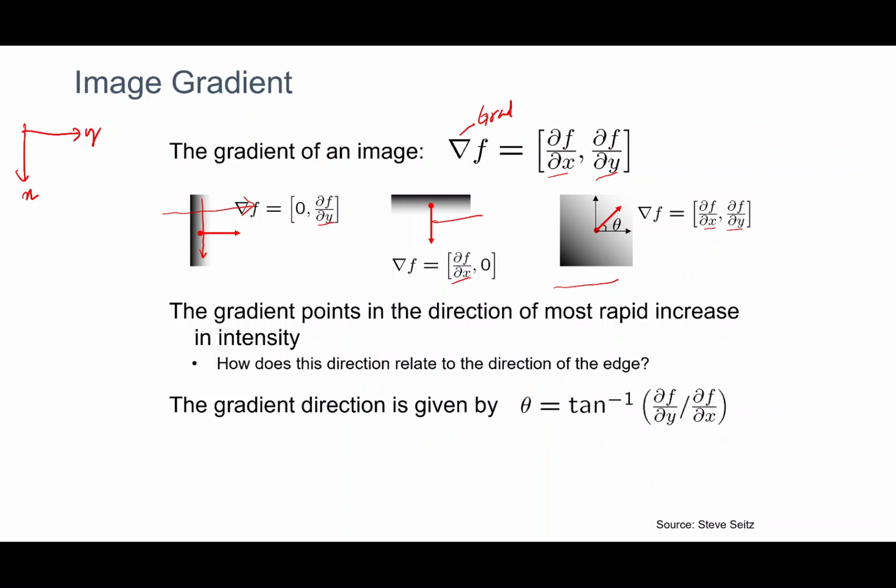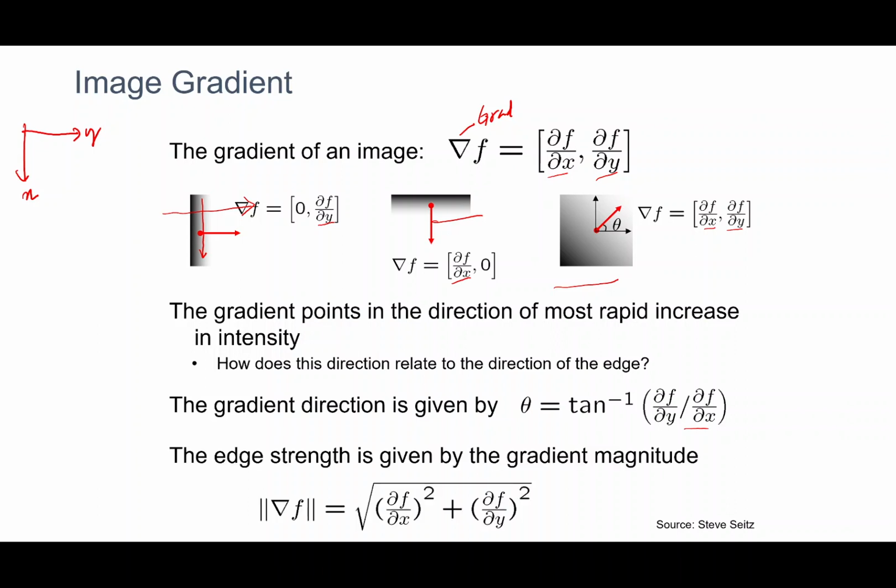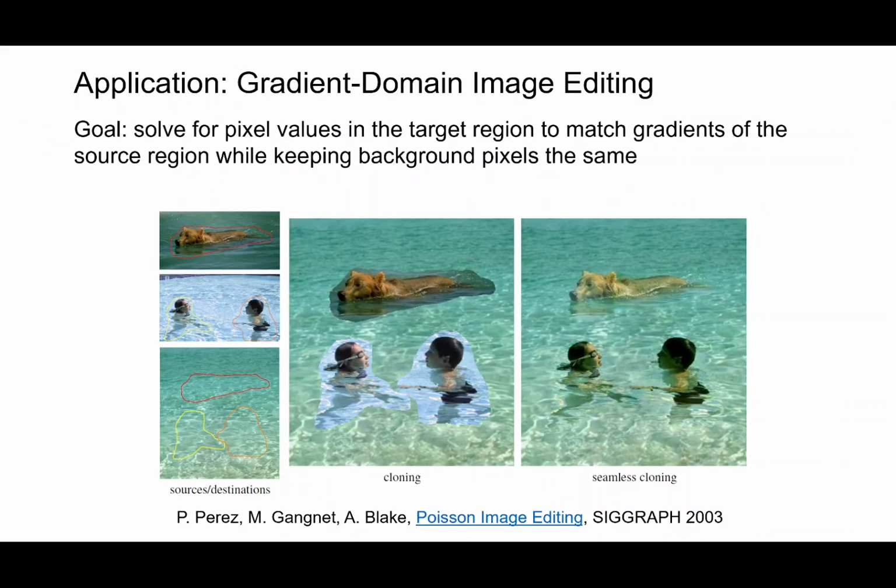So the gradient direction is given by theta equals tan inverse of the partial derivative of f with respect to y divided by the partial derivative of f with respect to x. The magnitude can also be defined in this fashion: square the partial derivatives and get the square root. Okay, you can do nice things with these images. Solve for pixel values in the target region to match the gradients of the source region while keeping the background pixels the same. Then you can have a beautiful, seamless kind of cloning.